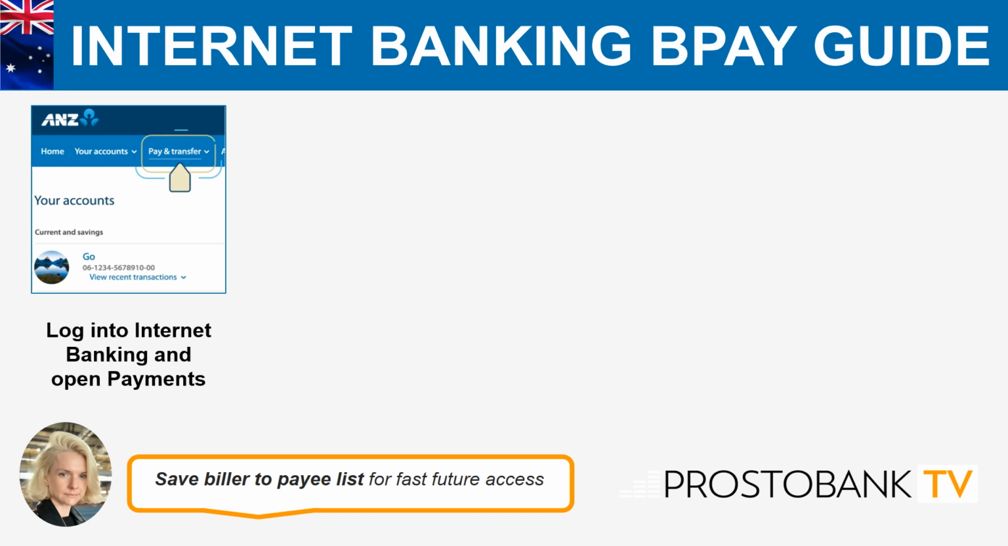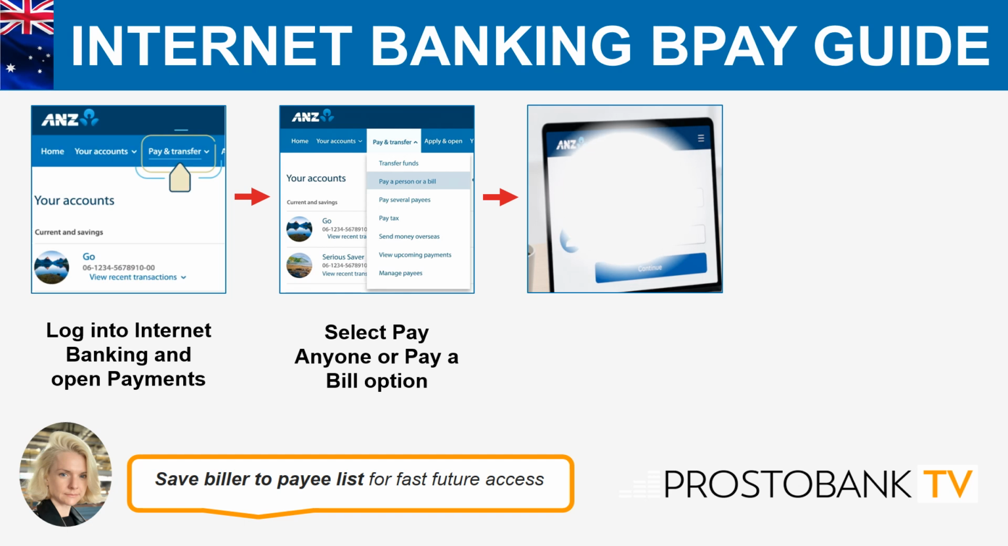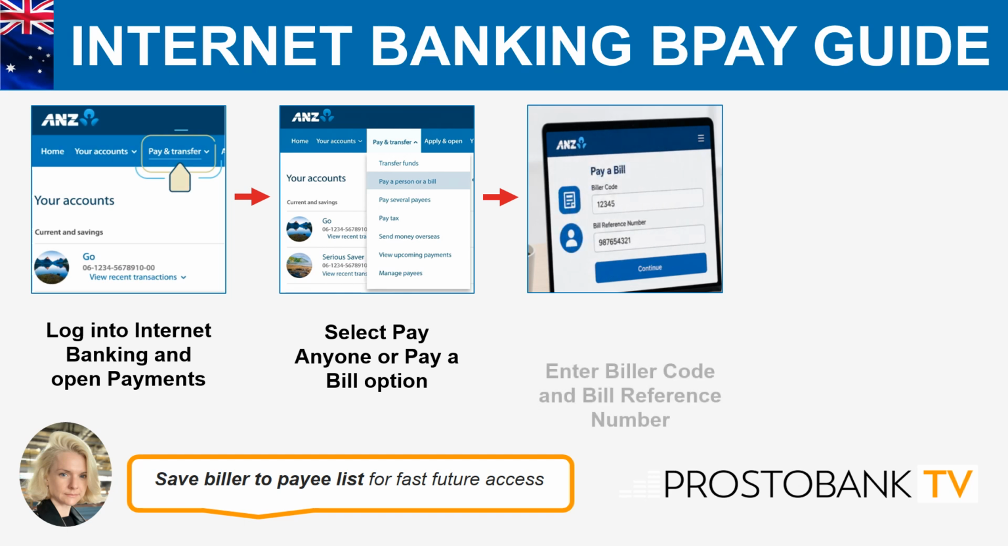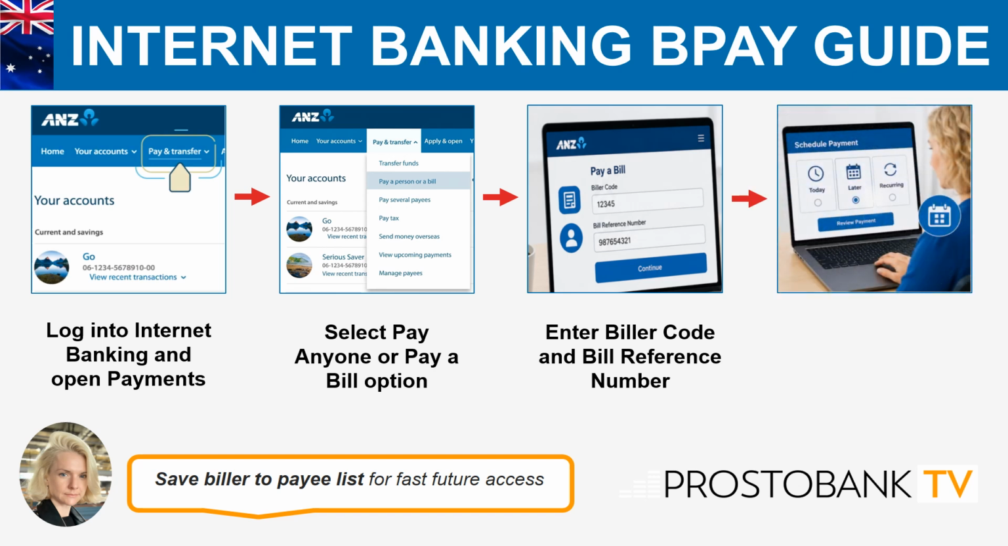For those using ANZ Internet Banking on a computer, the process is slightly different. Log in, go to the Payments menu, and choose Pay Anyone or Pay a Bill. Select your payment account, enter the biller code together with your bill reference number, and choose your schedule: today, later, or recurring. Between the available scheduling options, setting up recurring transfers works best for fixed bills, and you can always save the biller details for one-click future payments.